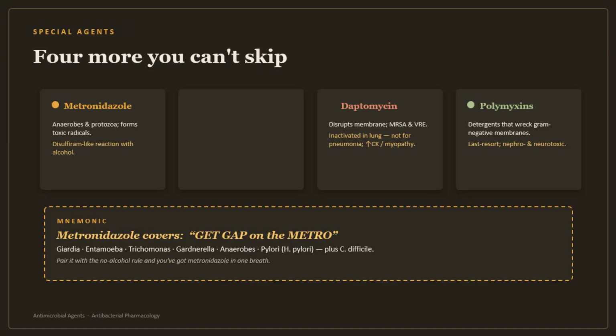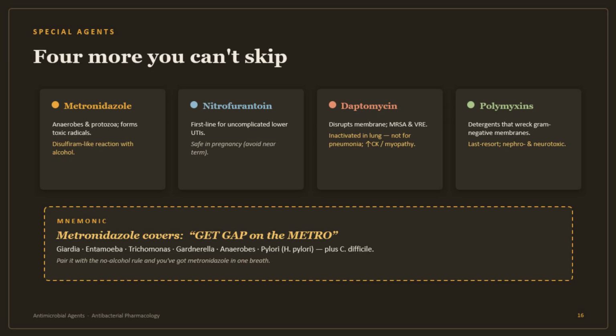Let's talk about four special agents you absolutely cannot skip because they love to show up exactly when you've forgotten them. Metronidazole, nitrofurantoin, daptomycin, and the polymyxins. Metronidazole tackles anaerobes and protozoa by forming toxic free radicals inside the bug. Remember, it causes a disulfiram-like reaction with alcohol. No drinking on this one.